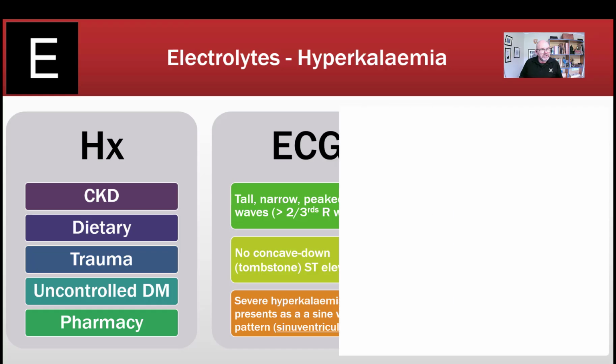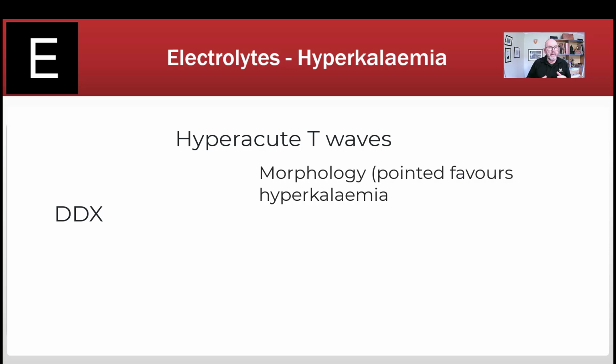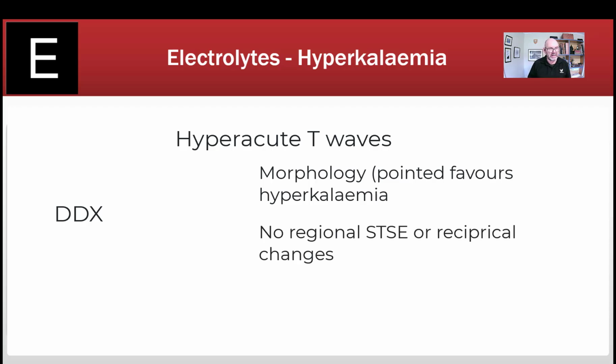From a differential diagnosis point of view, clearly the thing that we're looking to differentiate it from is the hyperacute T waves associated with an evolving STEMI. And the things that we were looking for were the morphology of the T wave. The pointier it is, the more likely it is to be hyperkalemia. There's a lack of concave ST elevation associated with hyperkalemia, and certainly you're not going to find regionalised changes associated with hyperkalemia. And there may be a lack of correlation between the clinical examination findings and those that would be associated with some form of acute cardiac syndrome.